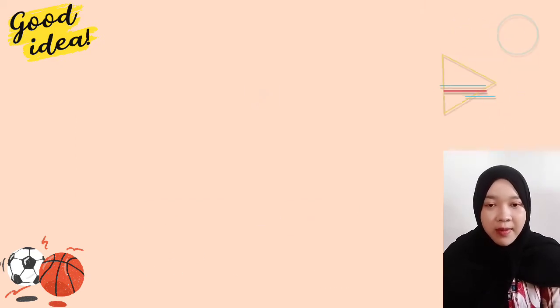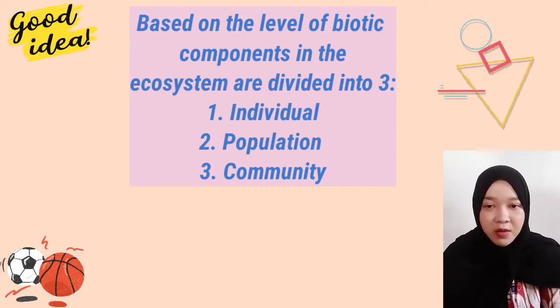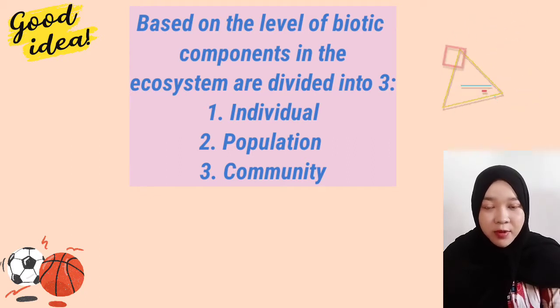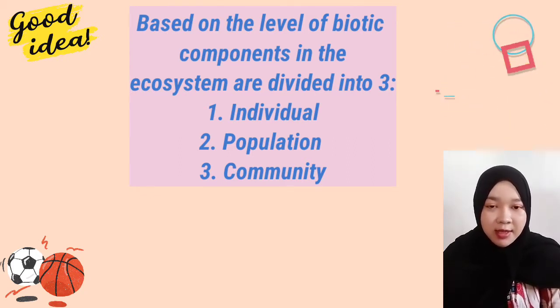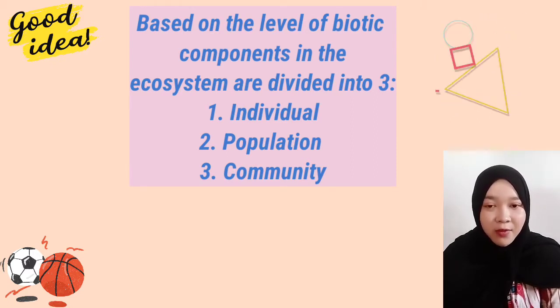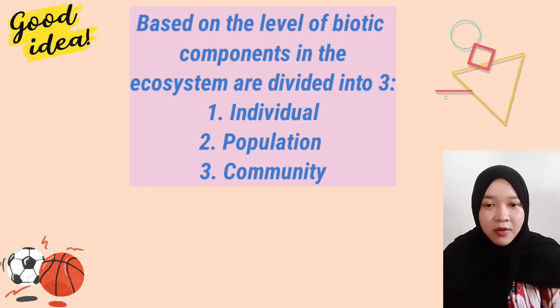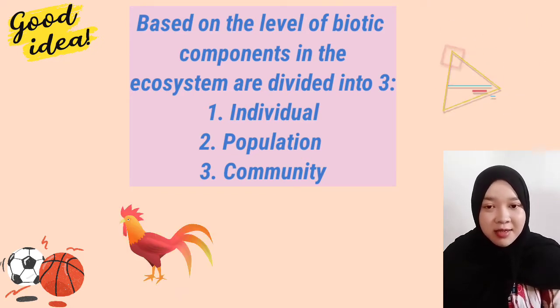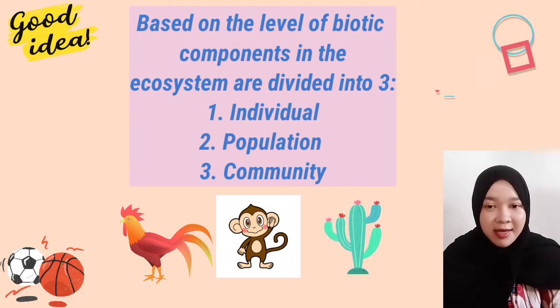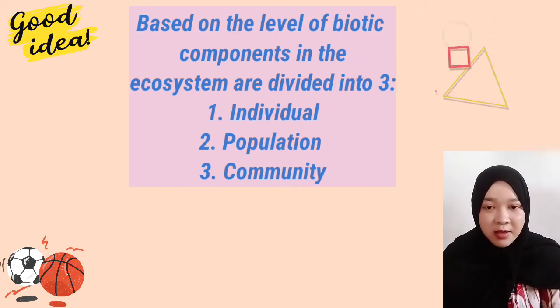Based on the level, the biotic components in the ecosystem are divided into 3: 1. Individual, 2. Population, and 3. Community. To find out more, let's discuss one by one. Starting from the individual. The individual is a single living being, for example, a chicken, a monkey, or a tree. While the population is a group of living things of the same kind that live in one place.